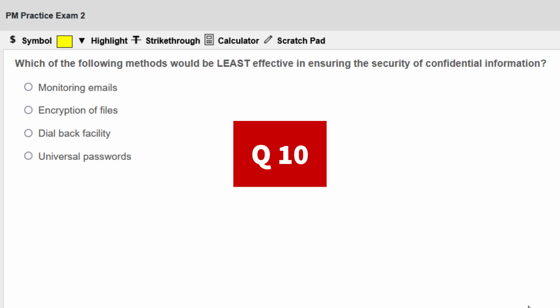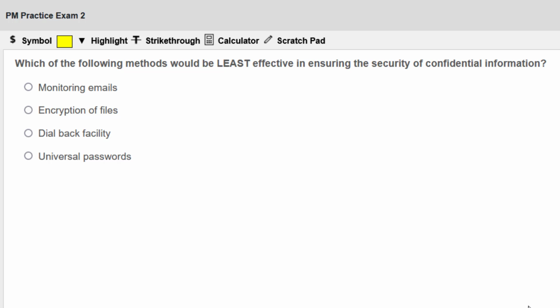Guys, moving on to question 10, we have what should be an easy question testing security of information. However, I feel your pain if you were confused by this. If you studied from the approved text, you'll be familiar with this terminology, but if you haven't, it can be a little confusing. So we can only choose one option, which is the least effective way to secure confidential information.